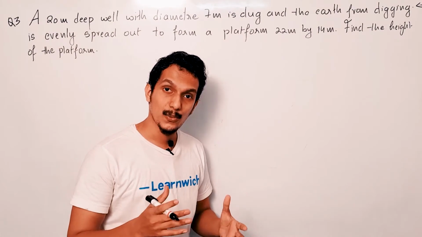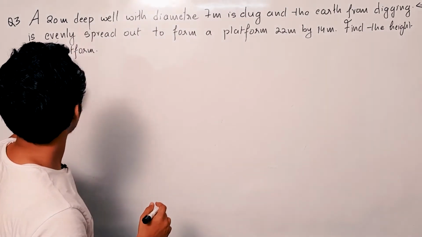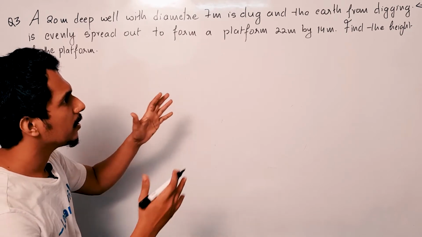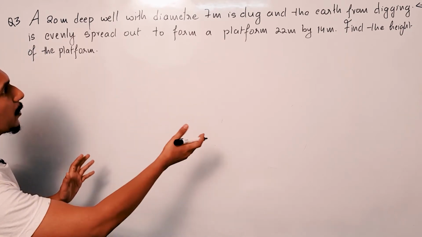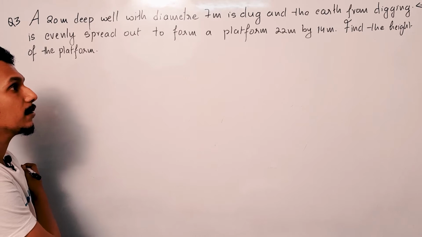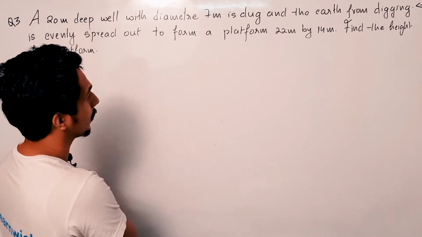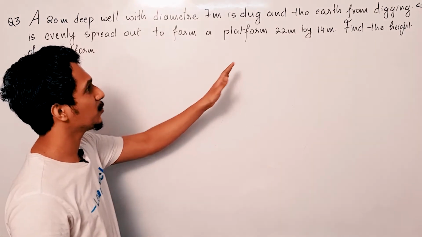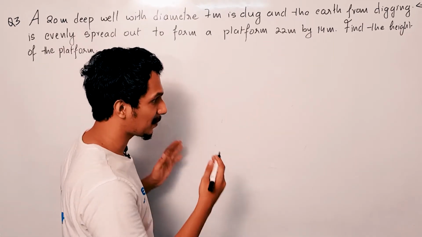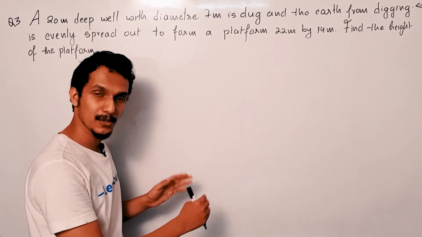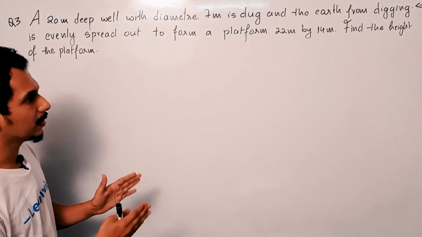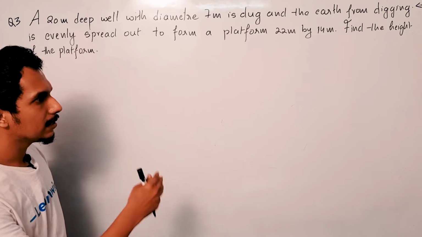Okay, so let's discuss question number 3 here. It says a 20-meter deep well with diameter 7 meter is dug, and the earth from digging is evenly spread to form a platform 22 meter by 14 meter. Find the height of the platform. When you say platform, what is the shape? It is given 22 meter by 14 meter, something by something, length by another dimension. What is it usually? It is telling you that the base is rectangle. So when you give it a height, it's a cuboid.